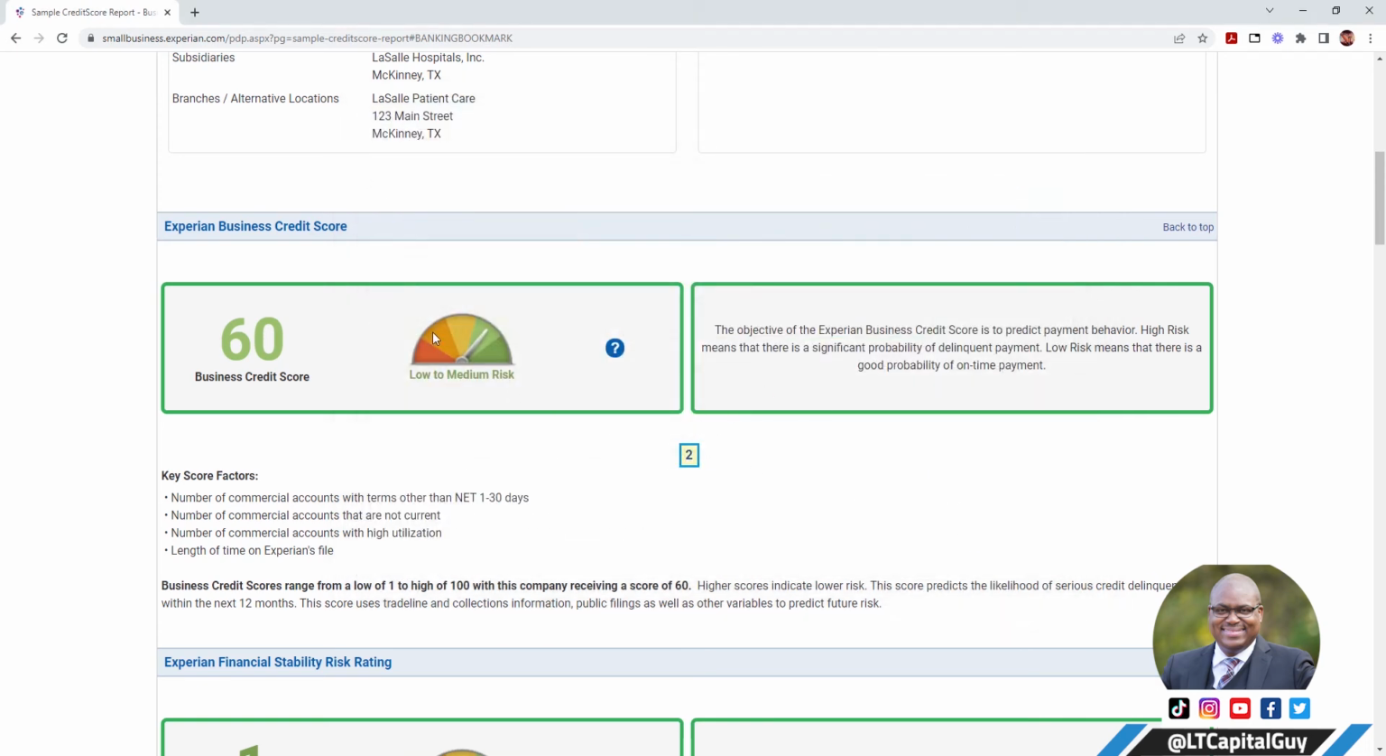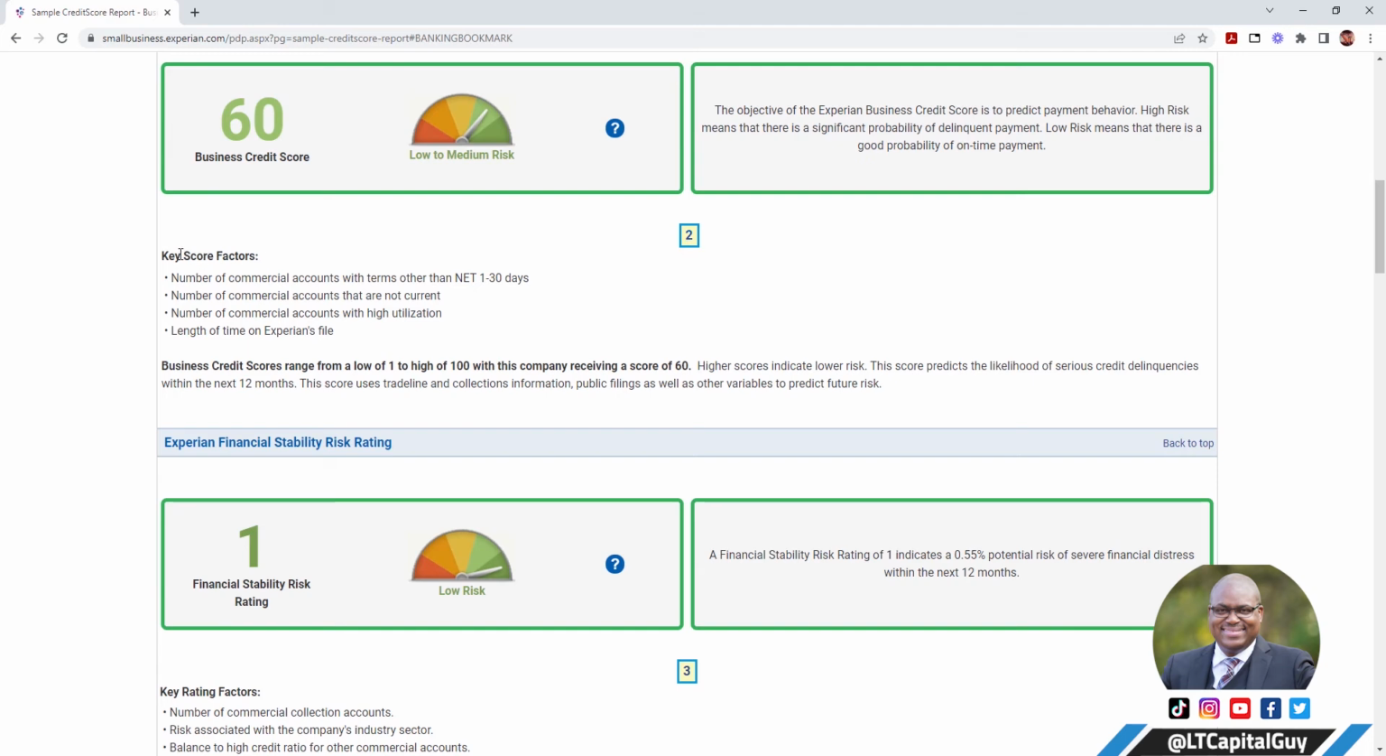When lenders or vendors look at this, they're always looking to work with companies that seem to be a lower risk, because they're in business to make money. And if you're a lower risk, then they can feel comfortable extending you credit. Obviously, here it says the objective of the Experian Business Credit Score is to predict payment behavior. So they're just trying to predict how well you're going to pay your bills in the future. High risk means that there's a significant probability of delinquent payment. Low risk means that there's a good probability that the company will pay its bills on time.